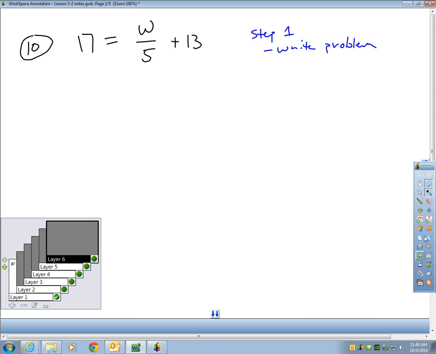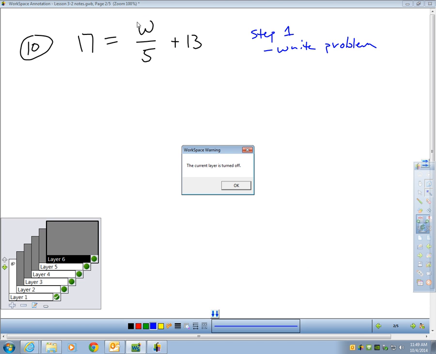Okay? Let's go to number 10. So I wrote the problem down. 17 equals w over 5 plus 13. And let me just think about my onion real quick. W is the center of my onion.